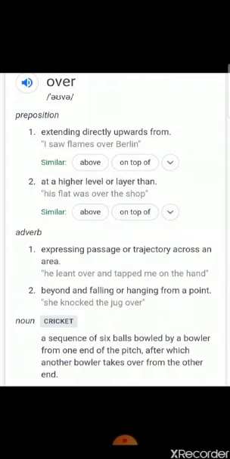There will be a sequence of 6 balls. So that is the term we use in cricket. And there are different meanings for the same word. So here over means just finish, that's all. Exam is over, finish, that's all.